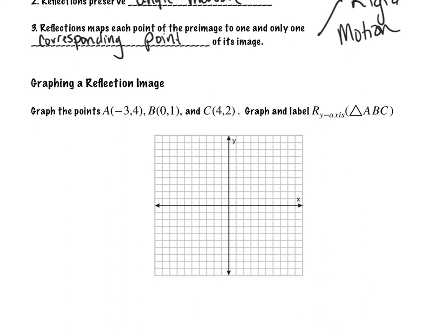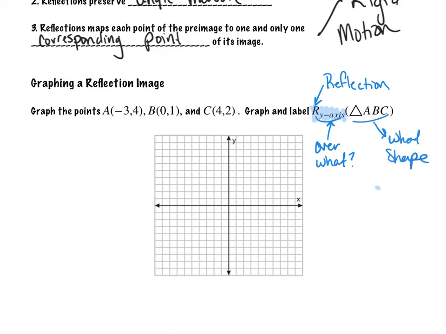So if I look at reflections, this is what tells me I'm reflecting. Capital R is reflection. This tells me what I'm reflecting over. And this is my shape.